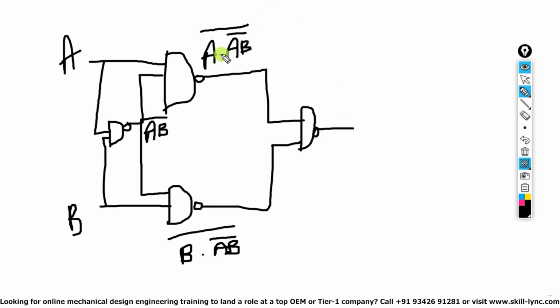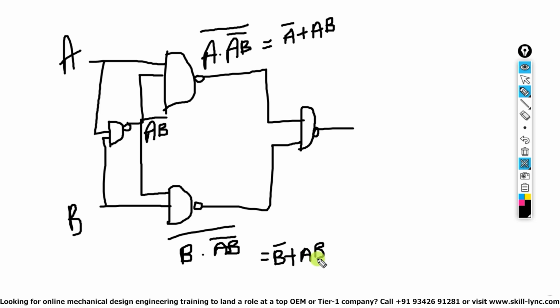See, here A into AB bar whole bar, X into Y whole bar. Let's open it. XY whole bar equal to X bar plus Y bar, De Morgan's theorem. So it will become A bar plus AB double bar, that is equal to AB. Here also XY whole bar is equal to X bar plus Y bar. Here X is B, so it will become B bar plus AB double bar, and AB double bar is always cancelled and it becomes AB only.